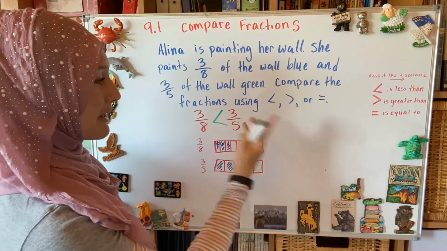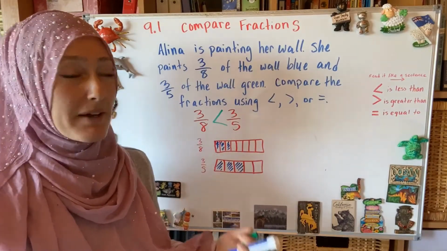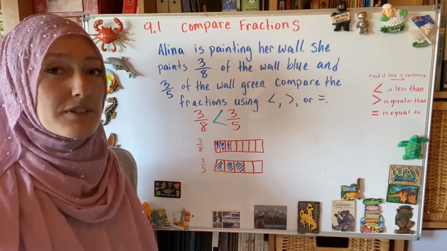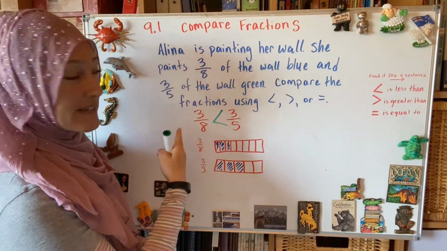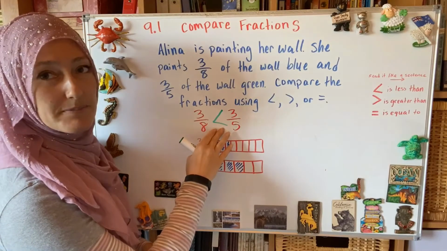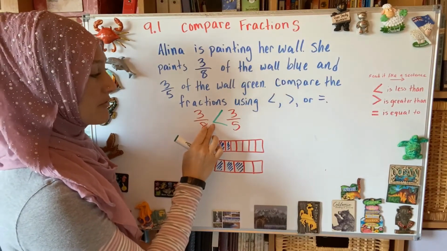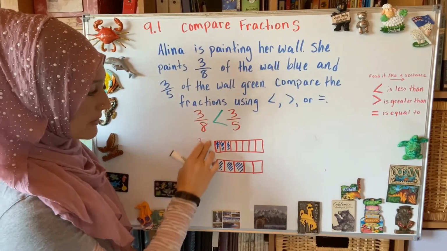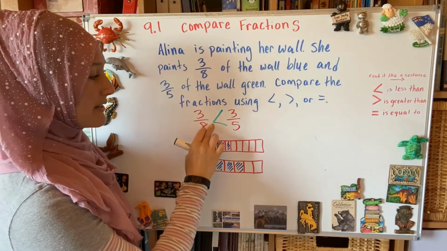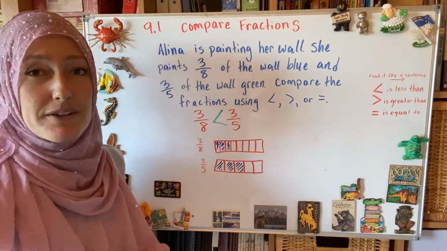So again, it doesn't matter which way you have the numbers, it doesn't matter which symbol you choose to use, as long as when you read it, as you would read a regular sentence, when you come to that symbol, whichever point you're coming to first is the way that you name it. So 3/8 is smaller, so I want to have my smaller end here. It's going to be less than 3/5.